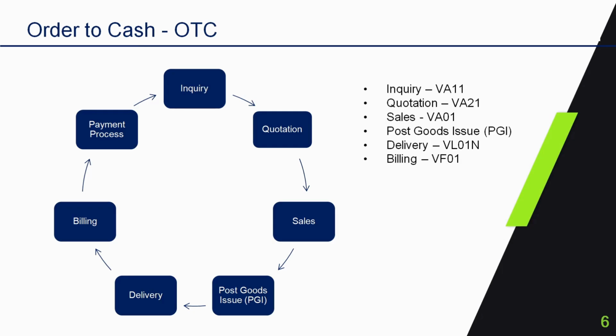The final step is the payment process. In this process, we will receive money against the sale, make account entries and close the deal. The transaction code is FB50.